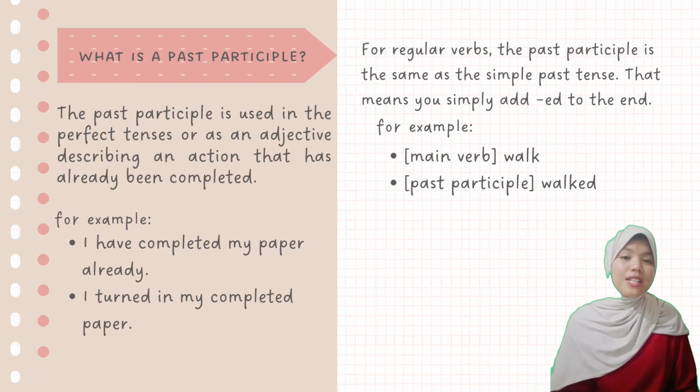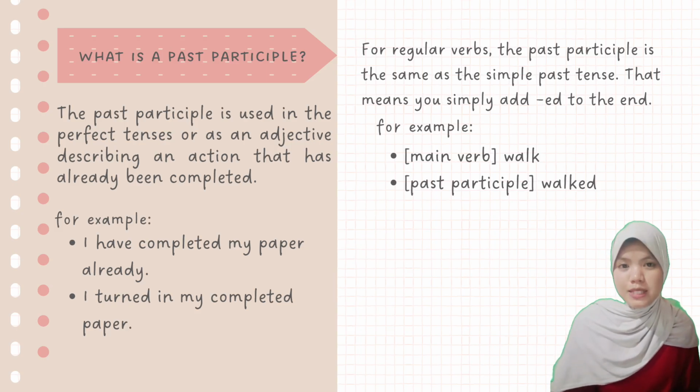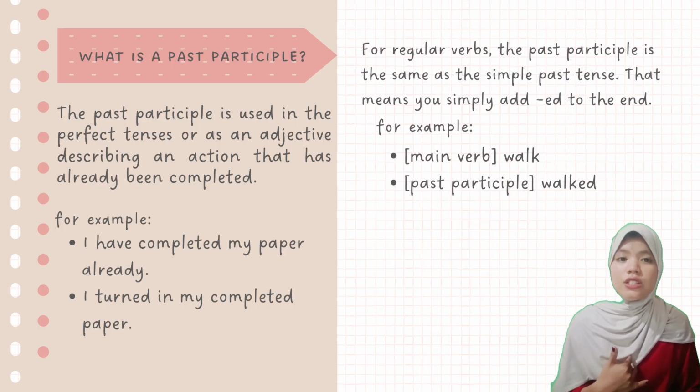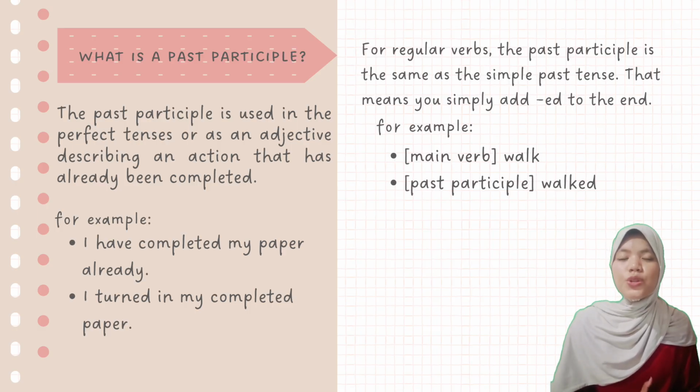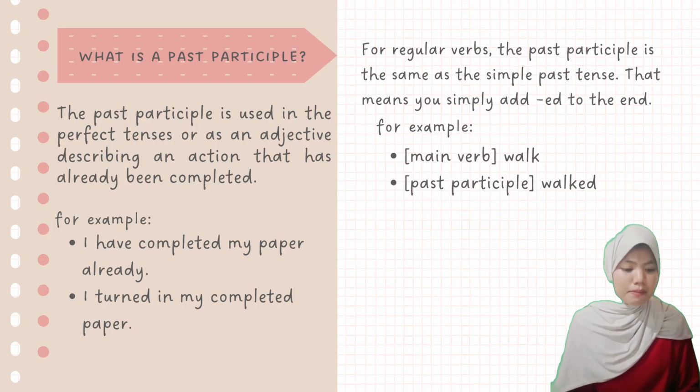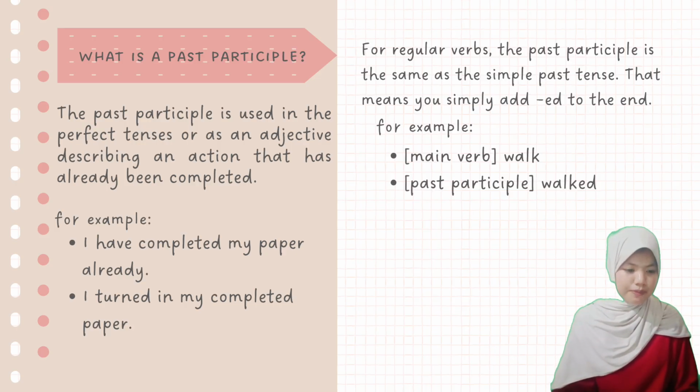So, what is a past participle? The past participle is used in the perfect tenses or as an adjective describing an action that has already been completed. It is also a key component in using the passive voice, which we explain further down. For example, I have completed my paper already, and I turn in my completed paper.